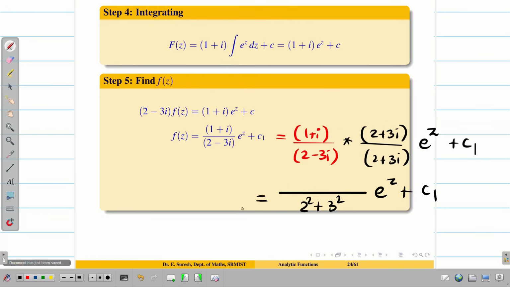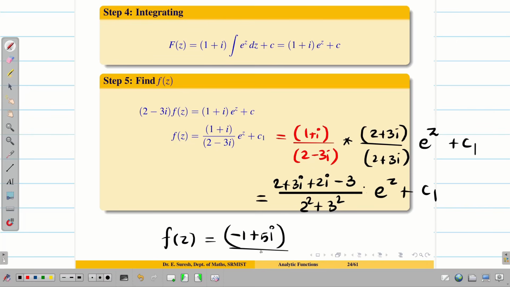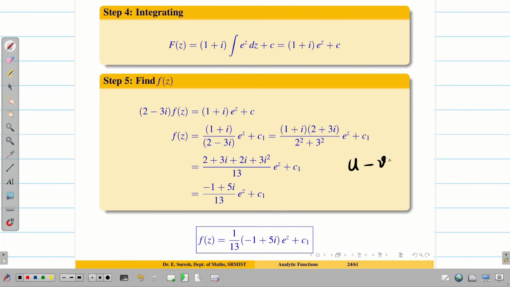Now we have to simplify the numerator. 2 plus 3i plus 2i, i into i square, we get minus 3. Therefore, my small f of z is (minus 1 plus 5i) divided by 13, 9 plus 4 is 13, e power z plus c1. The difference between this problem and the previous problem is only that the left hand side changes. So accordingly, we see a different complex constant.